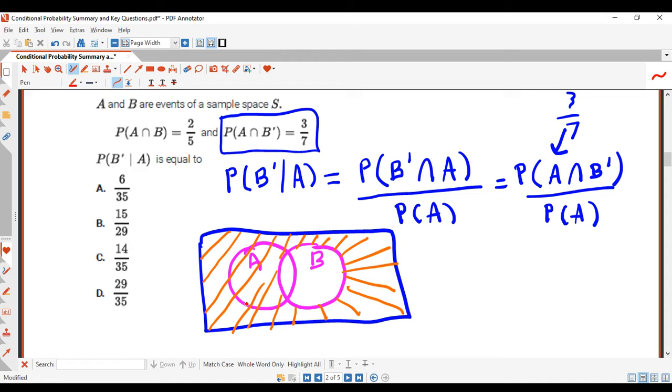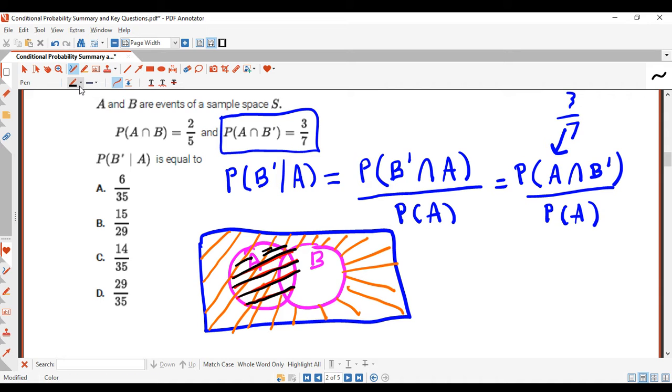So A is obviously everything inside the A circle. Maybe I should use a different color here because it's a bit similar, so let's use black. Okay, so everything inside the A circle is A. Now, the overlap with the orange lines, which is not B, and the black lines, which is A, the overlap is A intersect not B.